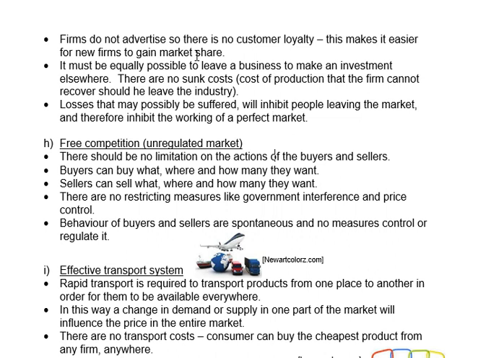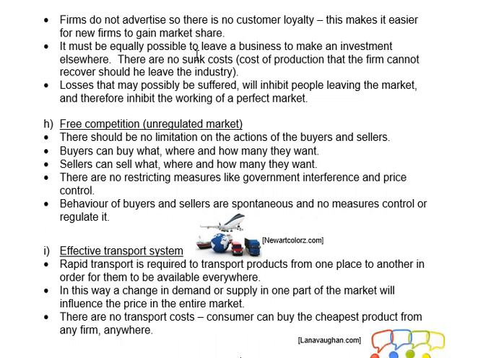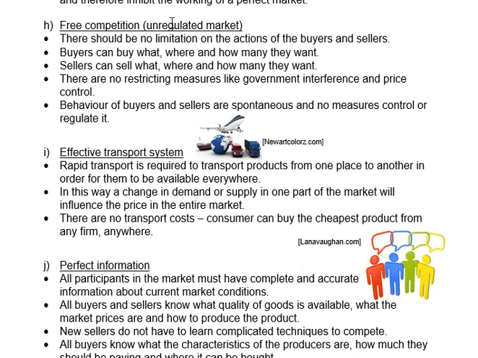Okay. Also, in the perfect market, as I mentioned earlier, it is an unregulated market, which means there is free competition. All right. This means there's no limitation on the actions of the buyers and sellers. Buyers can buy what they want, wherever they want, and however many they want. Sellers can sell what they want, where they want, and however many they want. There's no restricting measures such as government interference, price control, laws determining who can buy what and who can sell what. Okay? The behavior of your buyers and sellers is spontaneous. There's no measures to control or regulate it.